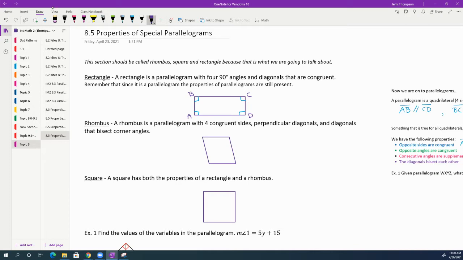So first point is that I have 4 90-degree angles, and then I have diagonals that are congruent. So I'm going to draw in my diagonal AC. If you're doing yours on paper, hopefully yours are a little straighter than mine. You can use a straight edge like a ruler or the side of a card. And now I can say that diagonal AC is congruent to diagonal BD. This means they have the same length.